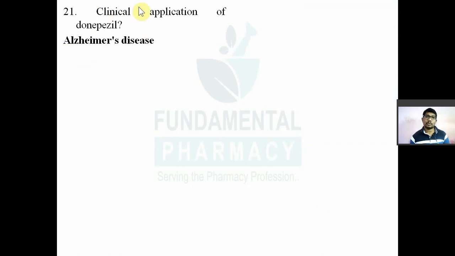So here you should know what Alzheimer's disease is. Alzheimer's disease is a neurological disease. Okay, it is a neurodegenerative disease. There is a degeneration of cholinergic neurons in the brain. The cholinergic nerves degenerate and there is a loss of cholinergic nerves. Because of that, there is a deficiency of acetylcholine in the patient's body. Because of that deficiency, the patient develops loss of memory or amnesia, and is not able to remember things.